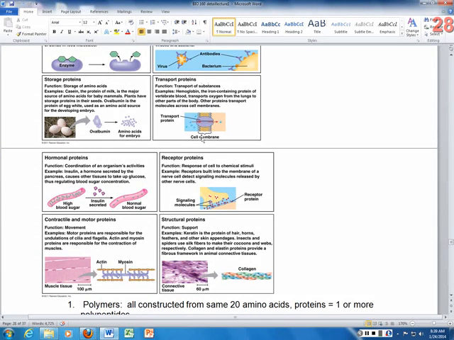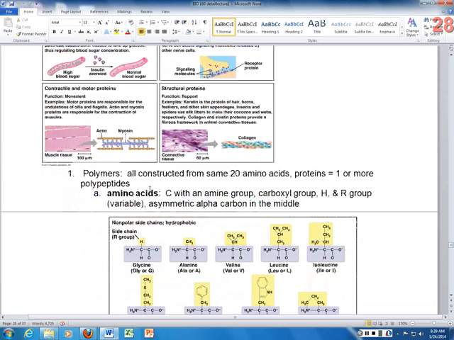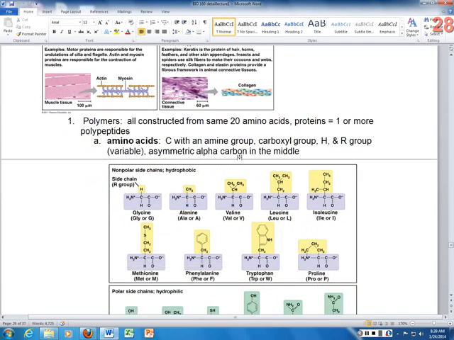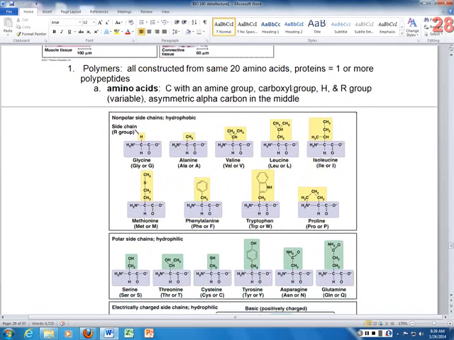Transport proteins that are going to move things across membranes, ones that will act as hormones, some that will act as receptor proteins. Some are going to be contractile, so they'll actually be in your muscles to allow them to contract and pull, and then other structural ones that make up things like collagen. So proteins are going to be polymers as well, and they're all going to be made from the same 20 amino acids. So when we look at an amino acid, they will all have a similar structure.